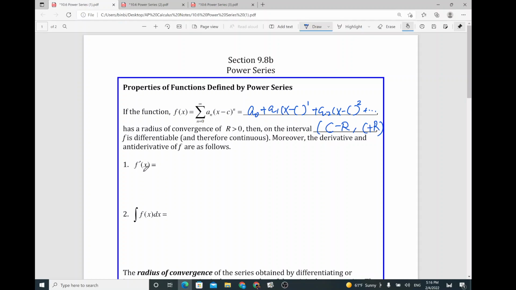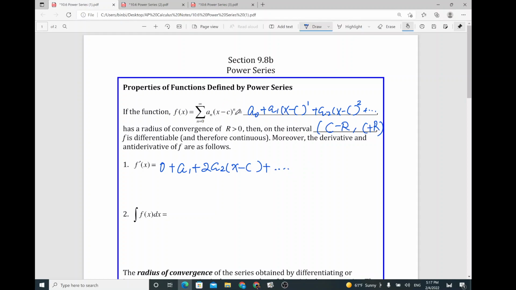So f prime of x. The derivative of a sub 0 is 0. The derivative of a sub 1 times x minus c is just a sub 1, because it is x to the first power, so it is just the coefficient. The next one is 2 times a sub 2 times x minus c to the first power. It is just a derivative, not an integral. And then plus and so on.